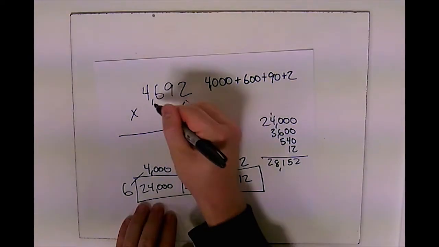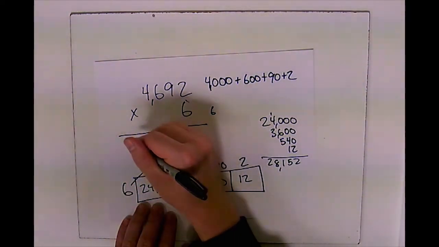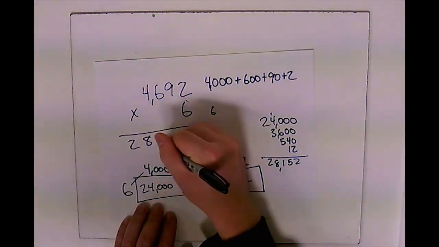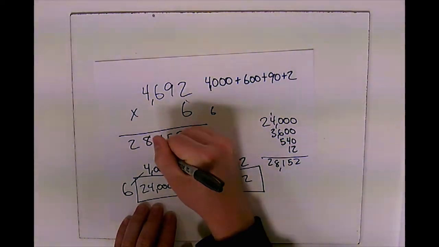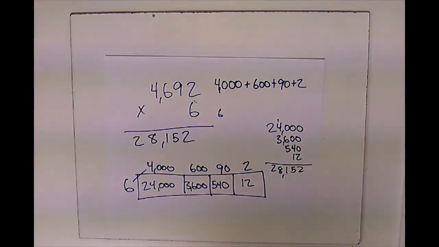So 4,692 times 6 is equal to 28,152. And that is how you use partial products, but using the box method as well.